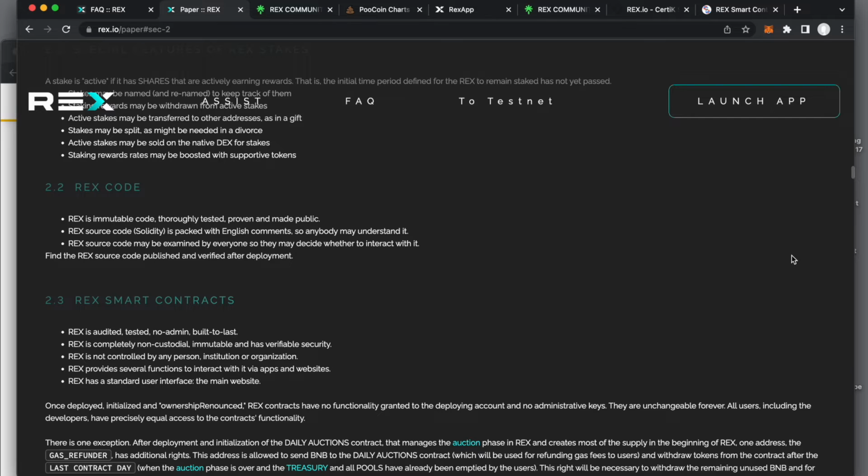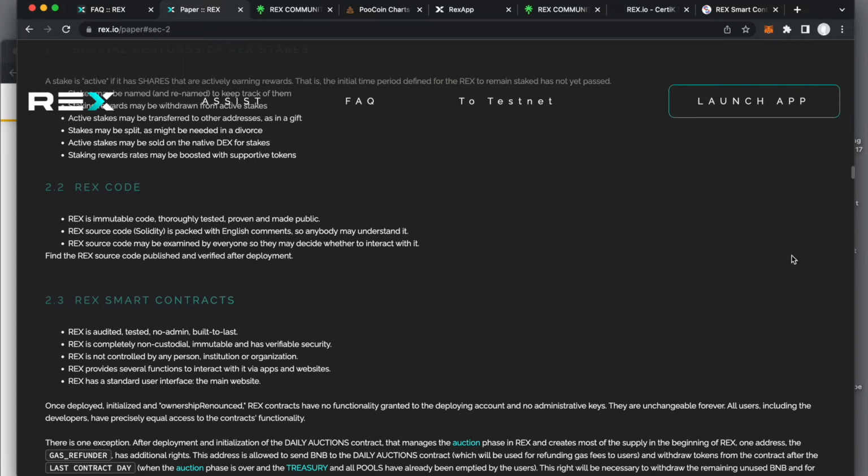So the REX code is immutable code. It's thoroughly tested, it's proven, it's made public. It's packed with comments, so even if you're not a coder, you can understand it if you read it. It will all be published and made public after everything is fully deployed and launched. And anybody who wants to can decide whether to interact with it. The contracts are fully audited, tested, and built to last. The simulations are anywhere between 48 and 100 years, so really just built to be deployed, never changed. It'll just be what it is forever.